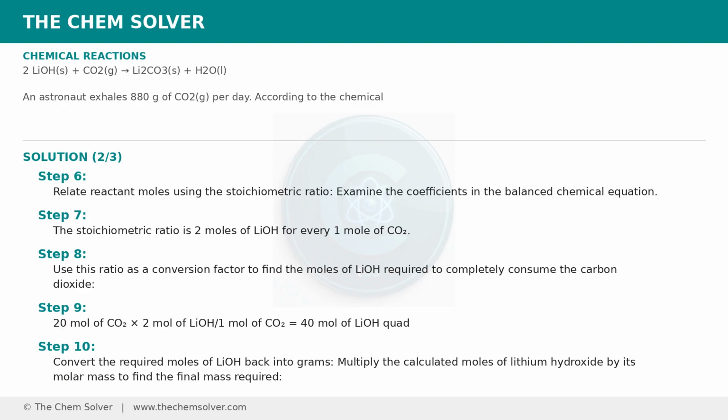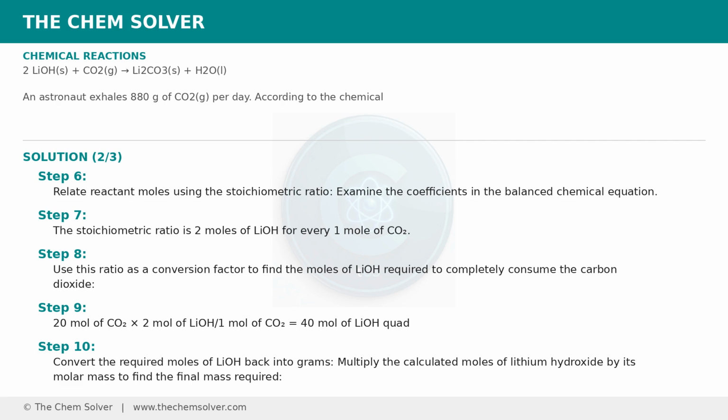Relate reactant moles using the stoichiometric ratio. Examine the coefficients in the balanced chemical equation. The stoichiometric ratio is 2 moles of LiOH for every 1 mole of CO2. Use this ratio as a conversion factor to find the moles of LiOH required to completely consume the carbon dioxide.